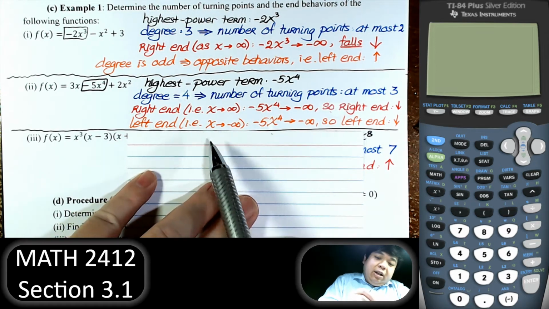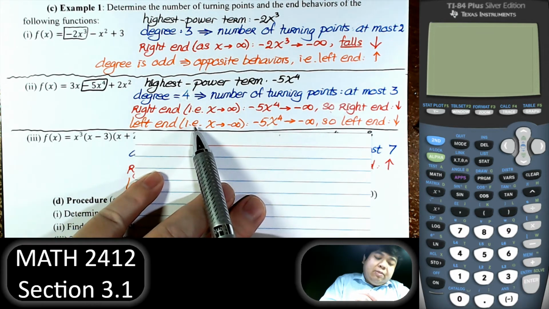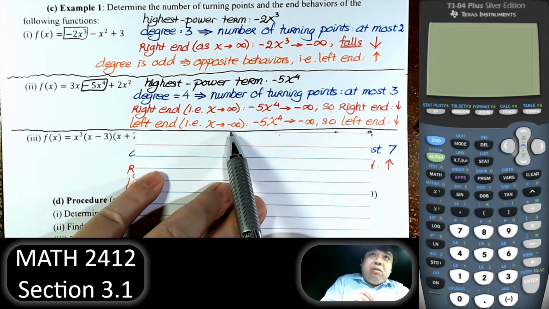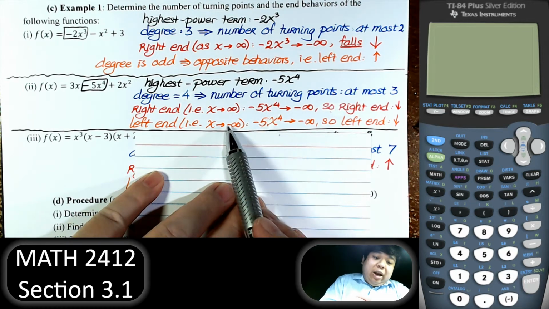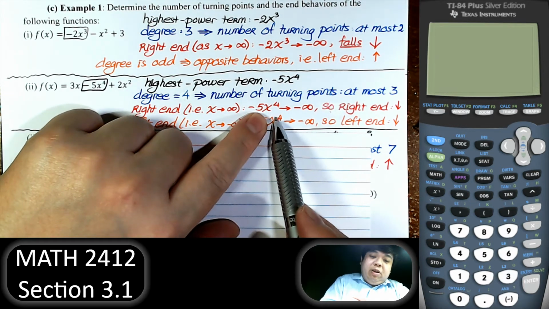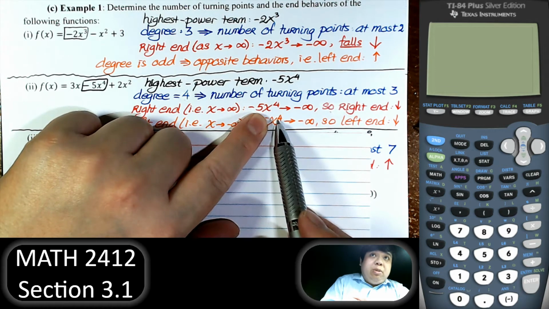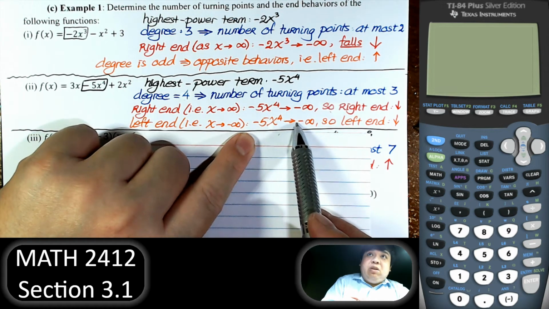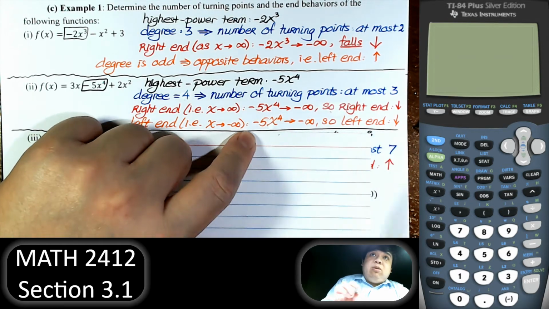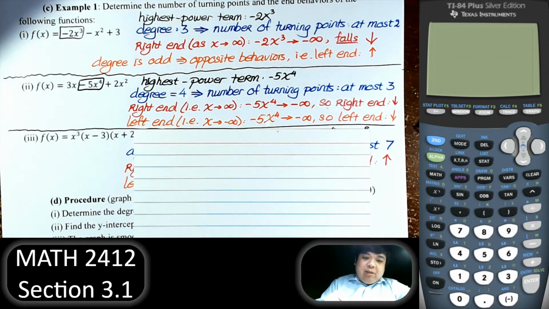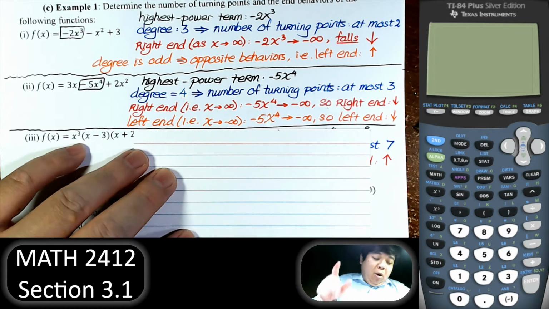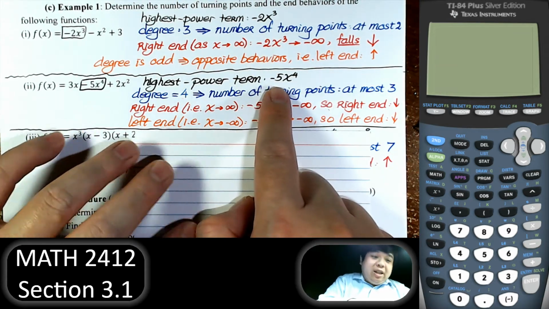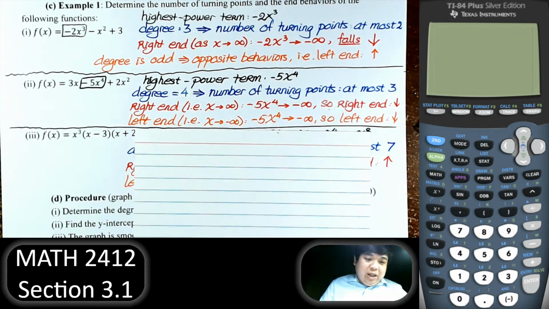The left end, where we will let x go to negative infinity, and when x goes to negative infinity raised to an even power, it's going to be even with an extra minus, that makes it negative infinity. So we say the left end goes down. Sorry about that. I paused the video to change the ink, and I forgot to hit play again.